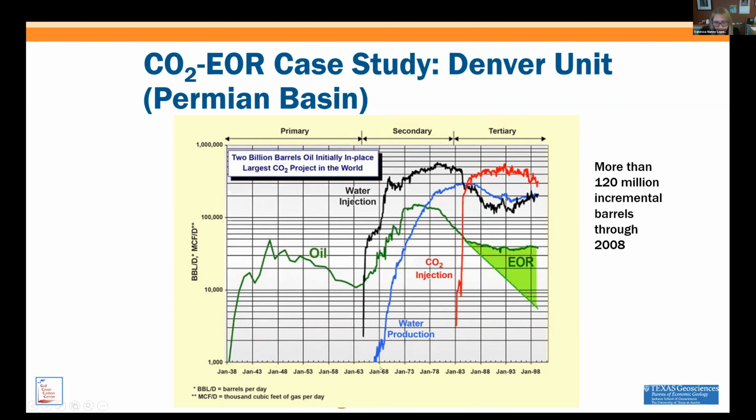And then it starts producing obviously water again. Then it starts to deplete, and that's when the operator decides to start CO2 EOR. So the red is the CO2 injection, and you can see how production starts to improve and then stabilize. In the shaded green, you can see the incremental recovery through CO2 EOR, which was more than 120 million barrels through 2008.